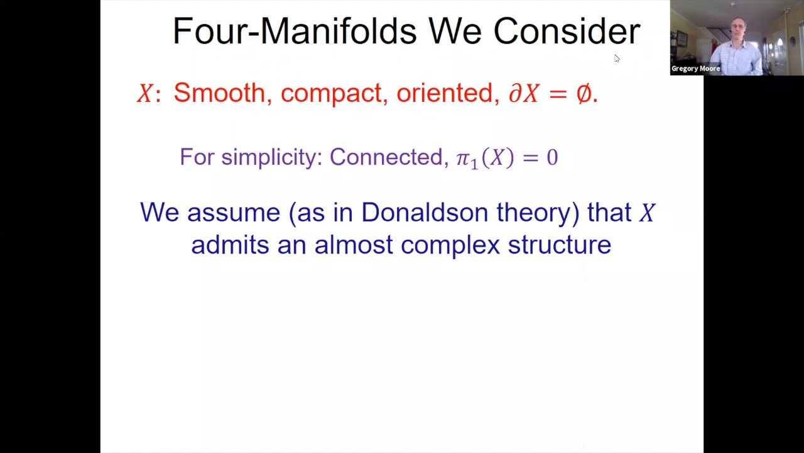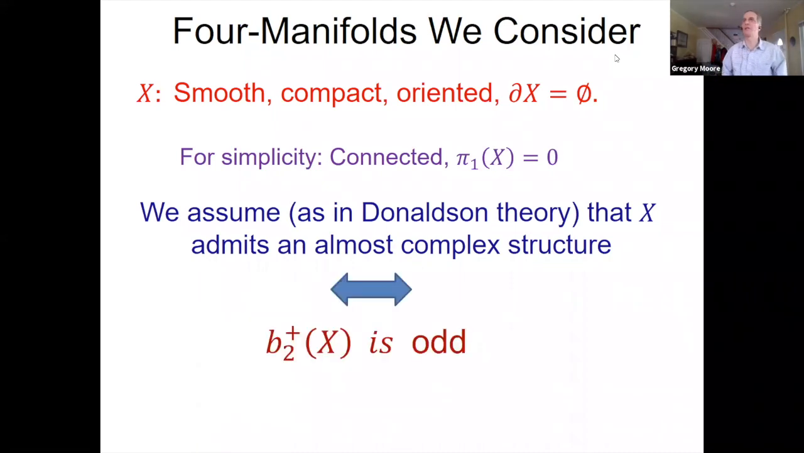Now, we're also going to assume, as in Donaldson theory, that X admits an almost complex structure. And that's not actually a very stringent condition. It's really a simple topological condition. It means that the second Betti number, b2 plus, is odd.